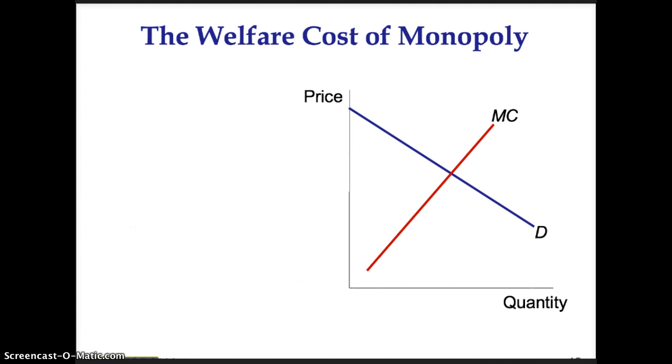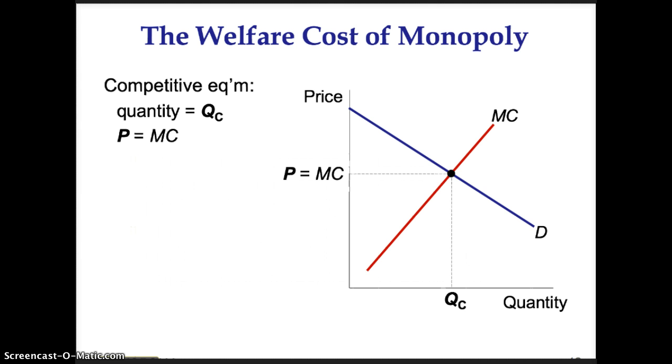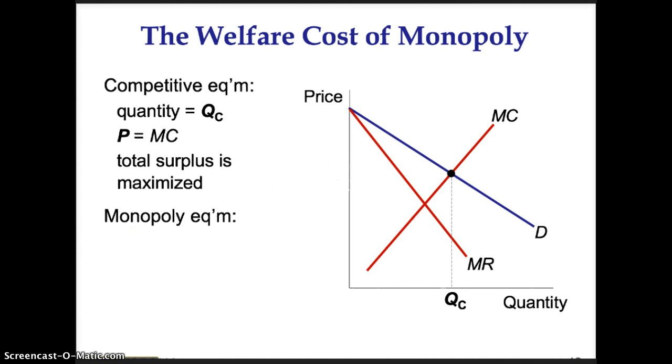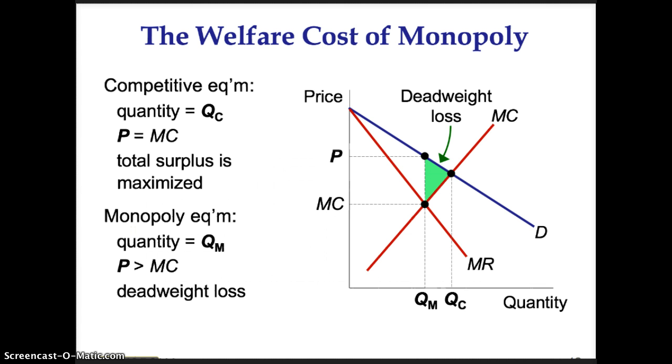With the competitive equilibrium, the quantity QC occurs where price equals marginal cost and total surplus is maximized. With monopoly equilibrium, the quantity QM occurs where price is greater than marginal cost and creates a deadweight loss.